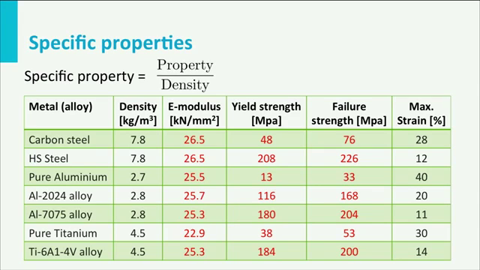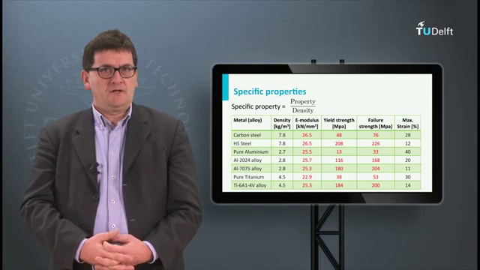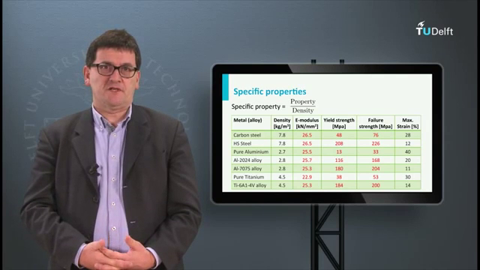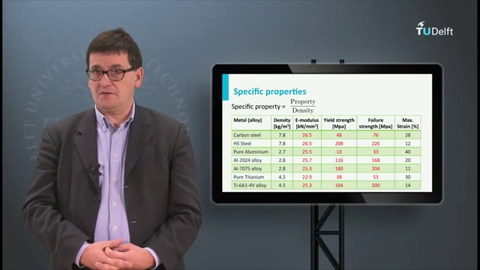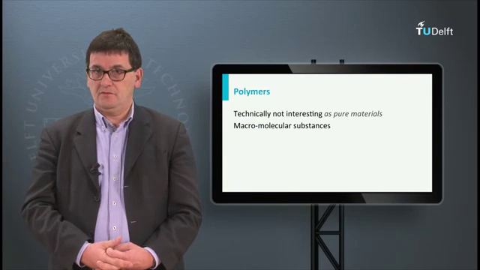Another striking feature is that the stiffness, or E modulus, for all metal alloys is more or less the same, about 25 gigapascals. Note that the formula for the specific property might be different for other load cases. Be careful for this.